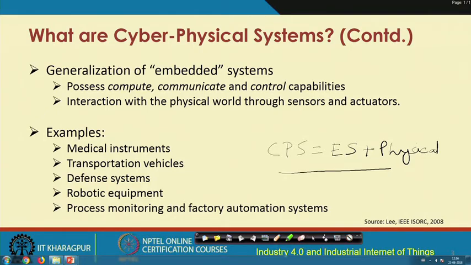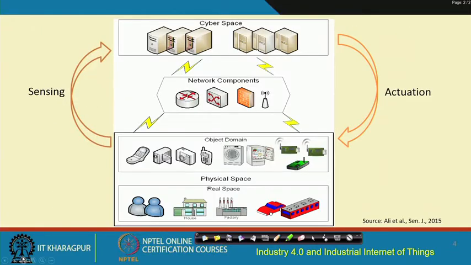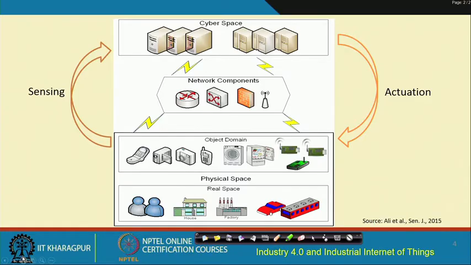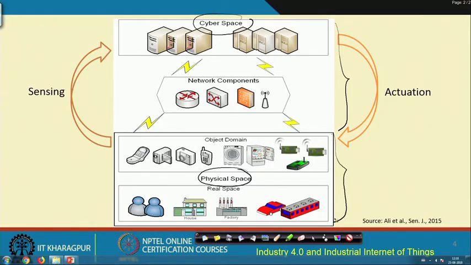Now let us move forward and see how an embedded system works. As I told you, an embedded system has computational capabilities, processing capabilities, communication capabilities and so on. These systems would help in building the cyber physical system. In the cyber physical system you have the physical space and you have the cyber space. This is the cyber space, this is the physical space, and the interaction between them makes it the cyber physical system.